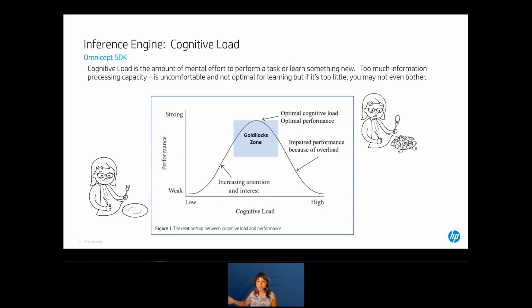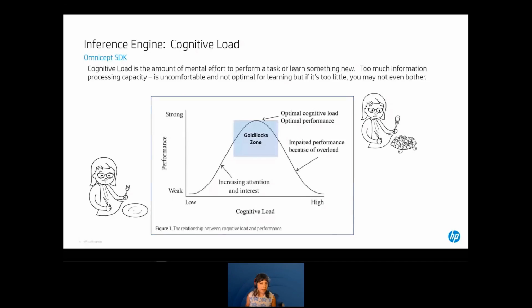As time progresses, there will be more inferences that Omnicept enables coming out of HP, but today it's cognitive load. So stay tuned for other things like expression and emotion. But today, cognitive load. And what is that? Cognitive load is the amount of mental effort to perform a task or to learn something new. If you had a lot of information coming at you, too much to process at a time, that's not really comfortable, and it's not optimal for learning. You're not in a good learning state. So we say that's high cognitive load.